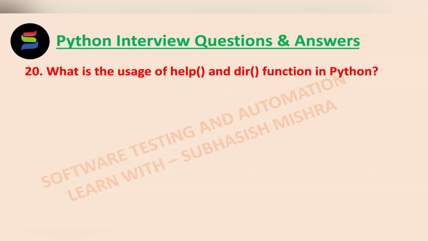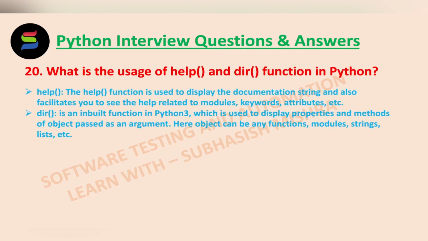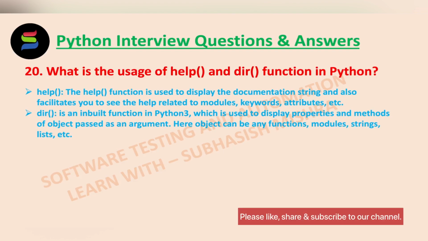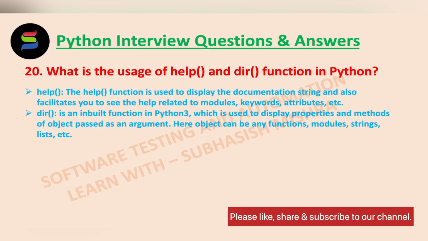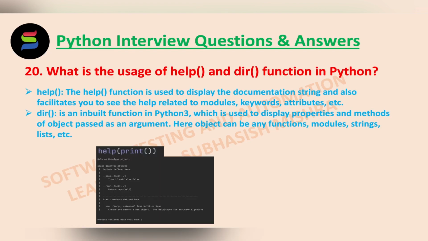What is the usage of help function and dir function in Python? So, help and dir functions are accessible from the Python interpreter and used for viewing a consolidated dump of built-in functions. Basically, the help function is used to display the documentation string and also facilitates you to see the help related to modules, keywords, attributes and all.